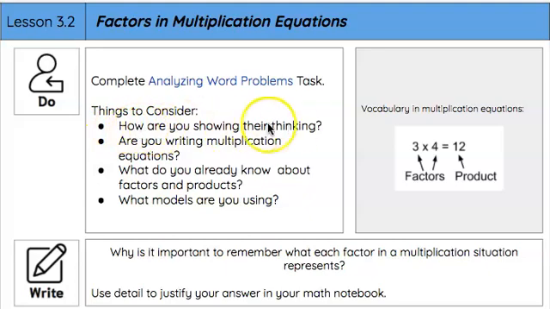Remember, show your work, write your multiplication equations. What do you already know about factors and products, and what models are you using? I also included an anchor chart of factors and products here so you can refer to it. In the right section of your learning plan, please answer the following prompt. Why is it important to remember what each factor in a multiplication situation represents? Use detail to justify your answer in your math notebook. Again, it's really important that you're showing your work for this whole process. Good luck!